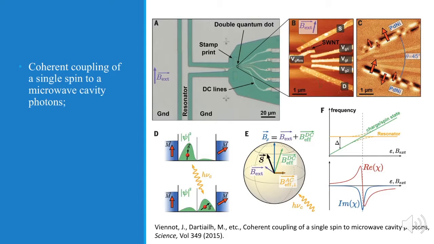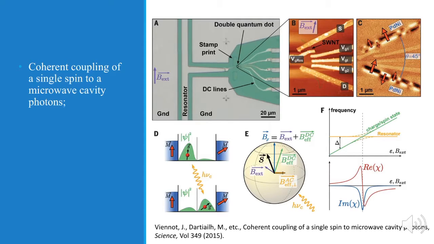I find this paper very interesting because it achieves the coherent coupling of a single spin to microwave cavity photons. This paper uses a circuit design based on a nanoscale spin valve. We coherently hybridize the individual spin and charge states of a double quantum dot while preserving spin coherence. The scheme allows them to achieve spin photon coupling up to the megahertz range at the single spin level.